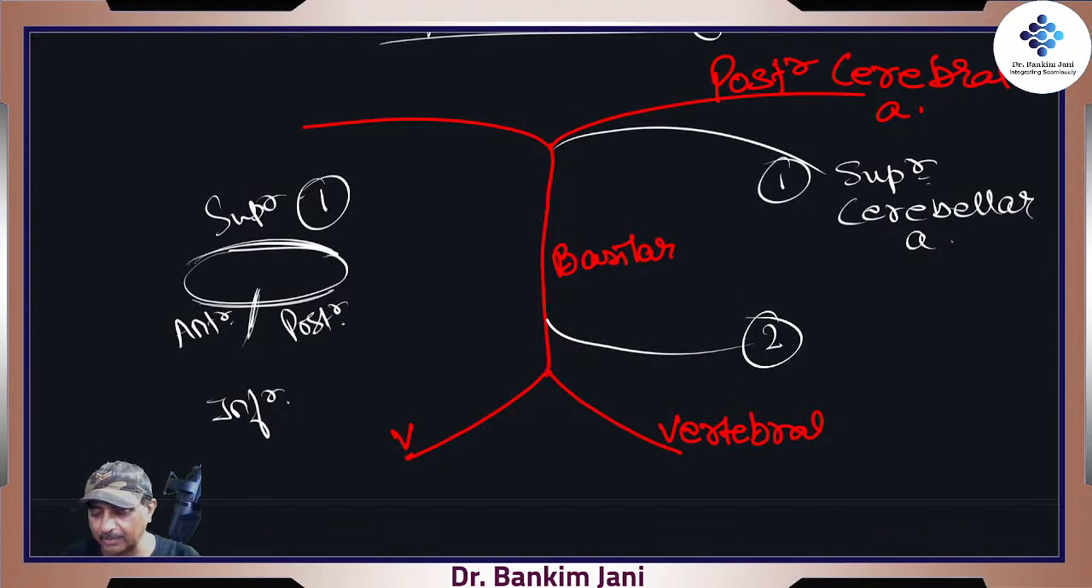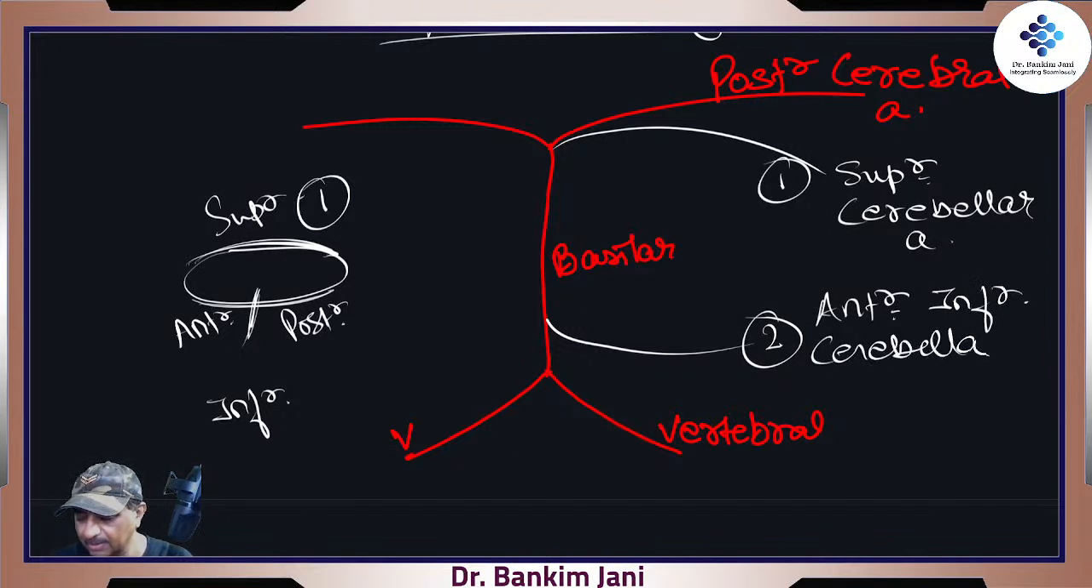Then the second artery, which will once again be coming from the basilar but from the lower end. This is the second one. This is the anterior inferior cerebellar artery. It has to supply the anterior portion of the inferior surface of the cerebellum, the anterior part of the inferior surface of the cerebellum.